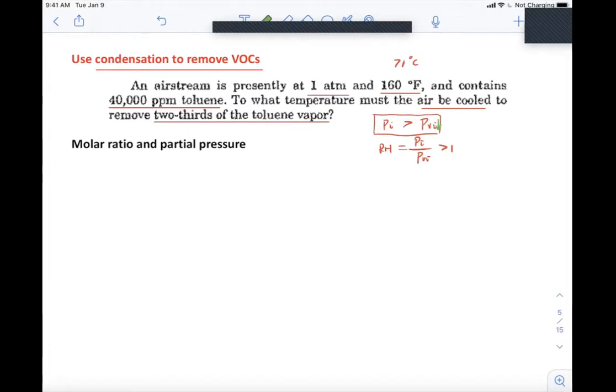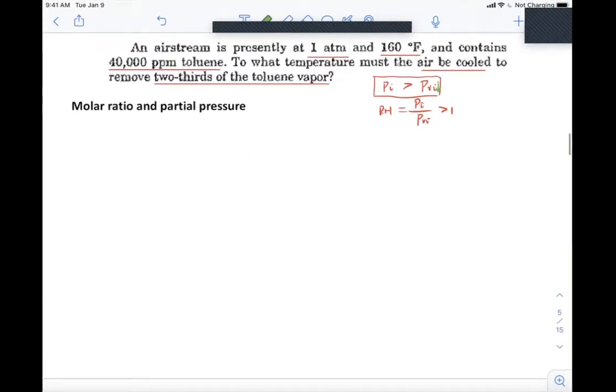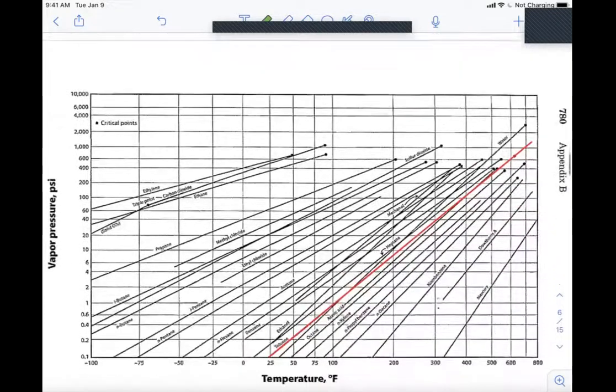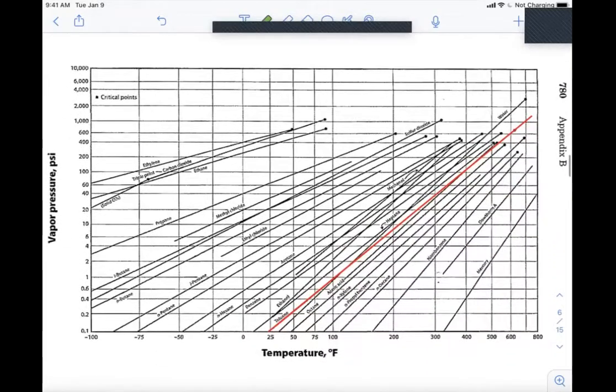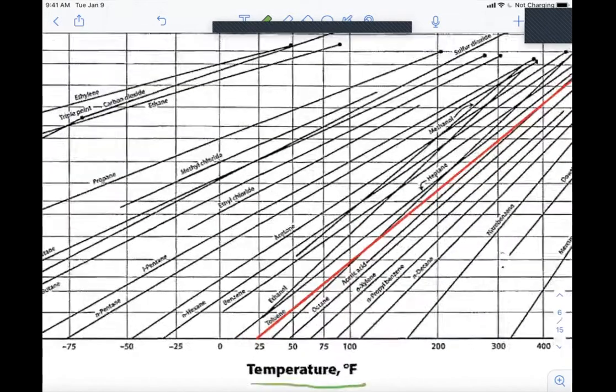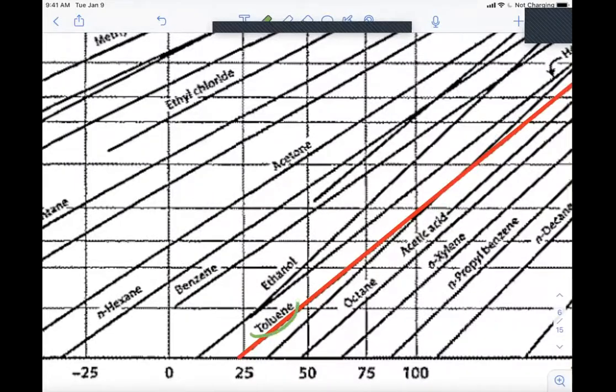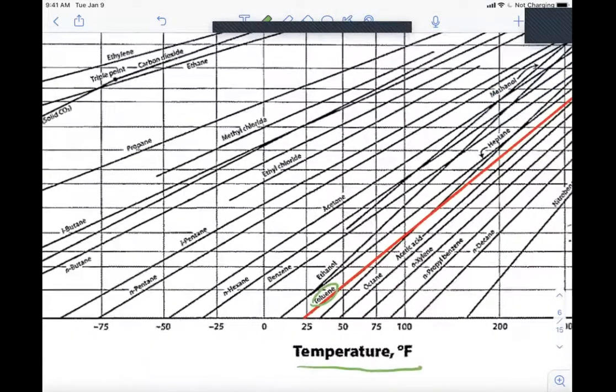So we have to go back to the curve or the figure that the textbook has. This figure basically shows the vapor pressure of all of these organic species, the VOCs, as a function of temperature. If you zoom into each line, you can see that toluene is this line here. I'm labeling that with the red color. So toluene is right here.